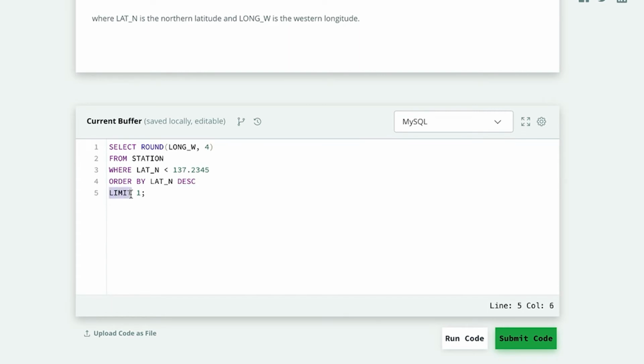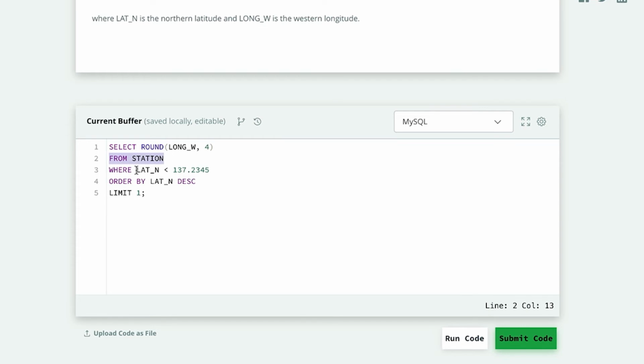LIMIT clause is used when we want to see a limited number of records. It only shows the specified number of records. The LIMIT clause sets an upper limit on the display of records. For example, LIMIT 5 will only display the first 5 records. We want to query for western longitude and round our answer to the 4 decimal places. So we will write SELECT ROUND(LONG_W, 4). As we are using the STATION table, we will write FROM STATION in the second line.